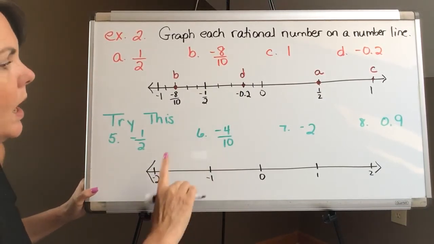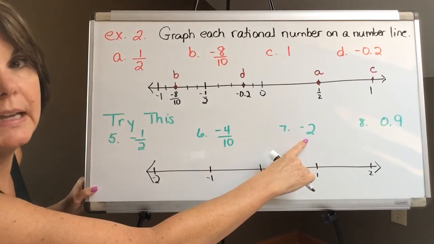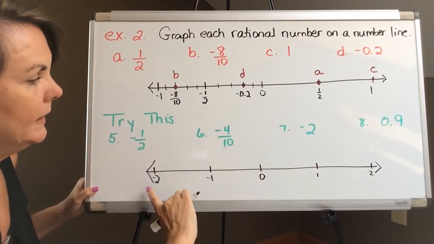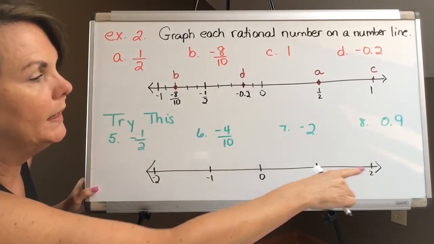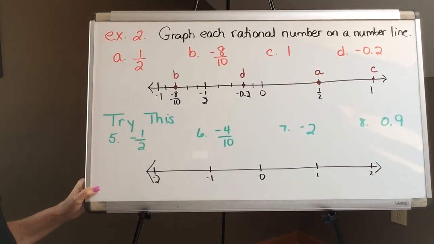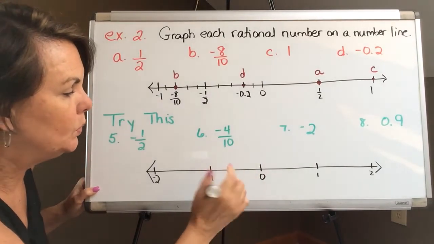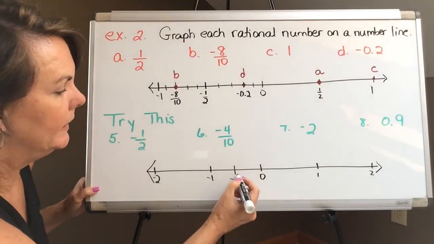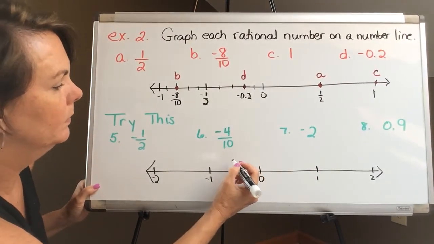So let's try a couple. -1/2. Now, notice here, I'm going all the way up to -2. So I'm going to keep it even on both sides. So 0, -1, -2, and 1 and +2. So I'm going to look at the first one, number 5. -1/2 would be located between these two right here. All right, so that would be a -1/2. That's number 5.